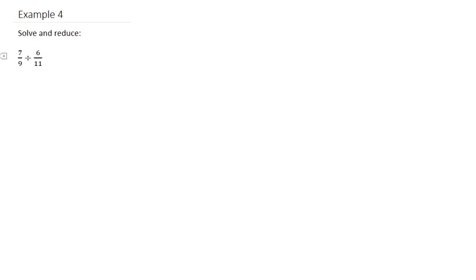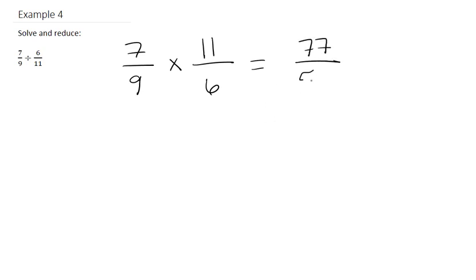Solve and reduce. 7/9 divided by 6/11. So we have 7/9. We change division into multiplication by taking the reciprocal of the second number. Now let's go ahead and multiply. So we have 7 times 11, which is 77, and 9 times 6 is 54. And the reason why we just went ahead and multiplied is that we do not have any common factors in between the top and the bottom.